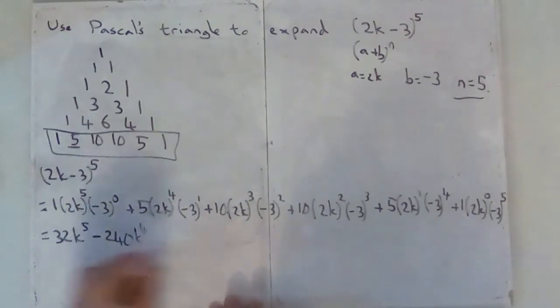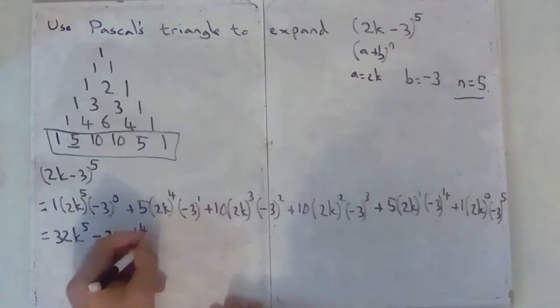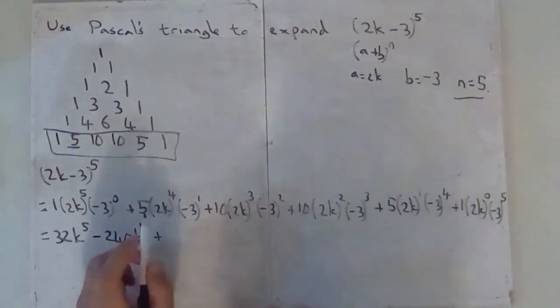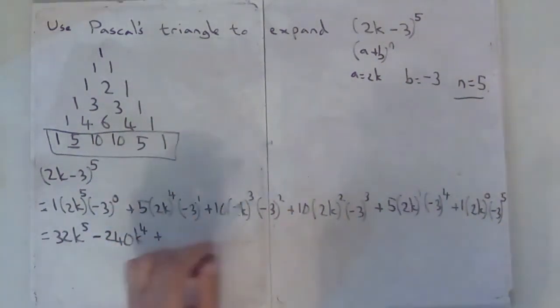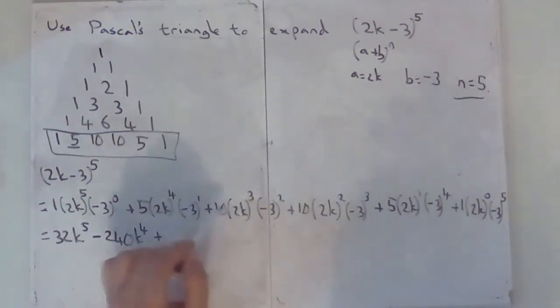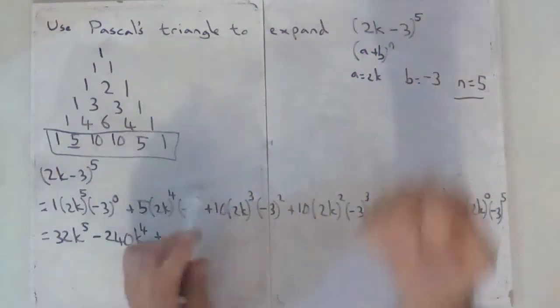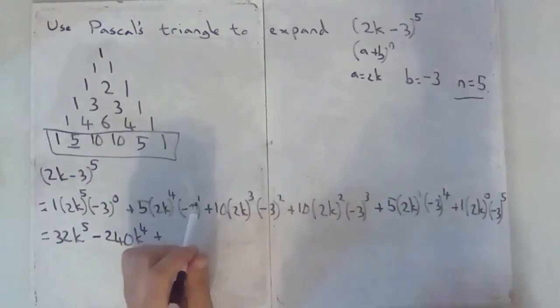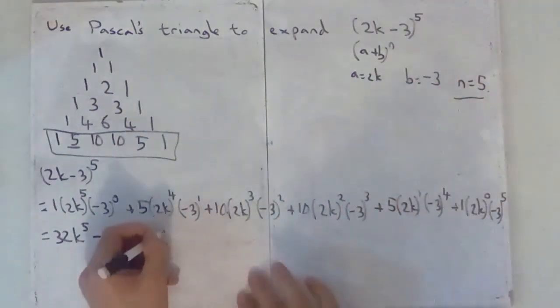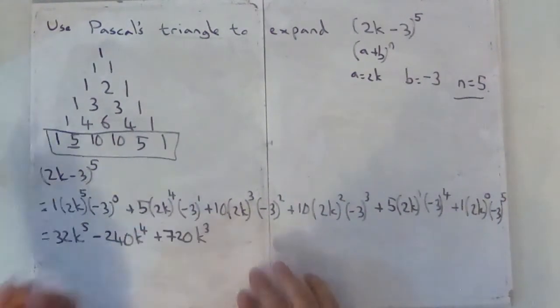This one, is it going to be positive or negative? Well, that's positive, that's positive. Minus 3 squared will be positive, so this will be positive. And you have minus 3 squared is 9. 9 times 10 is 90, and then we've got to times that by 2 3 times, so 90, 180, 360, 720, so plus 720 is going to be k cubed.